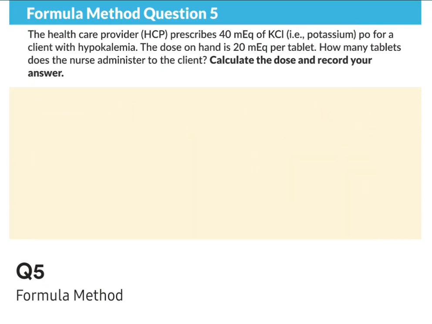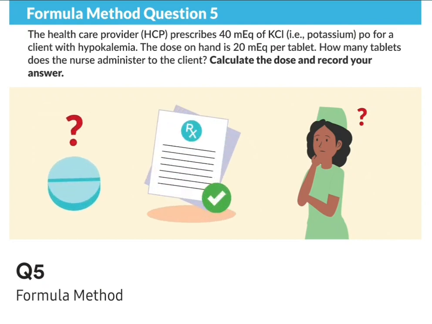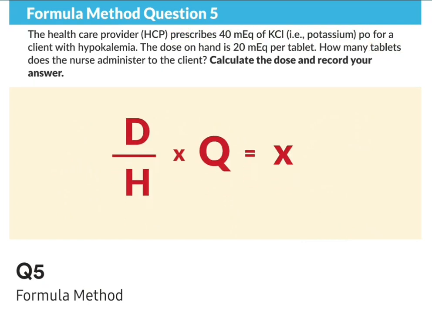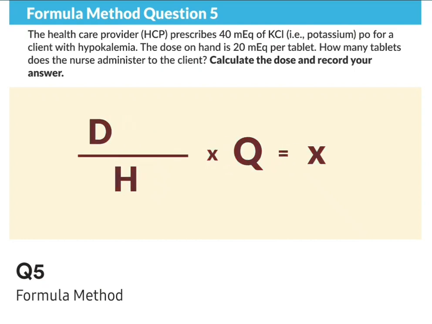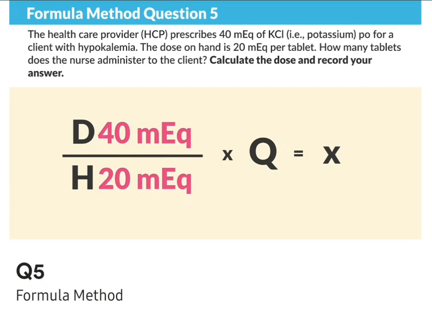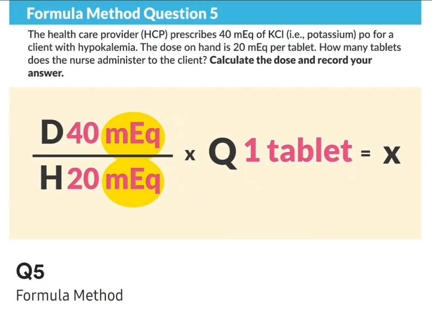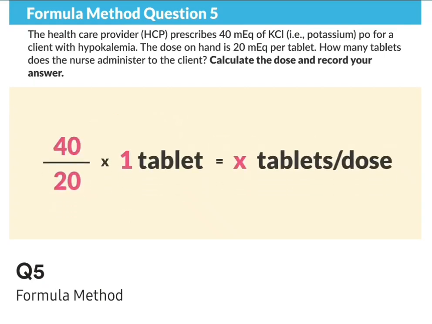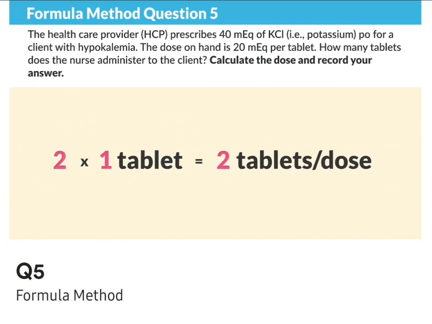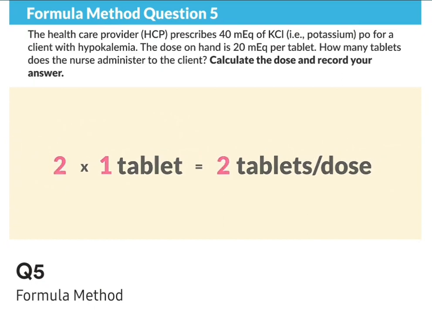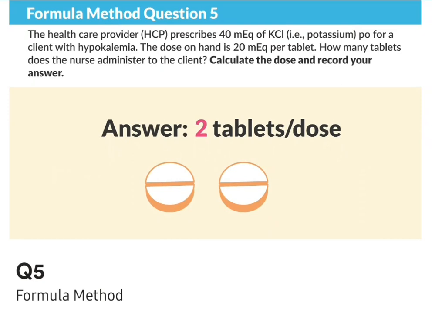So once again, let's break this down. First, identify what you're solving for. We're basically solving for how many tablets or tabs the client's going to receive. So we're setting up this formula method, desired over have. So remember, drinks are on the house times the quantity. D is for the dose or desired order prescribed here. H is for what you have on hand. So the D is 40, H is 20 here. And just remember, the D and the H have to match in terms of the units. So they're both microequivalents. So that's good. So 40 over 20 times the 1 for the quantity here. So after doing the math, the correct answer is we're going to give 2 tablets per dose.